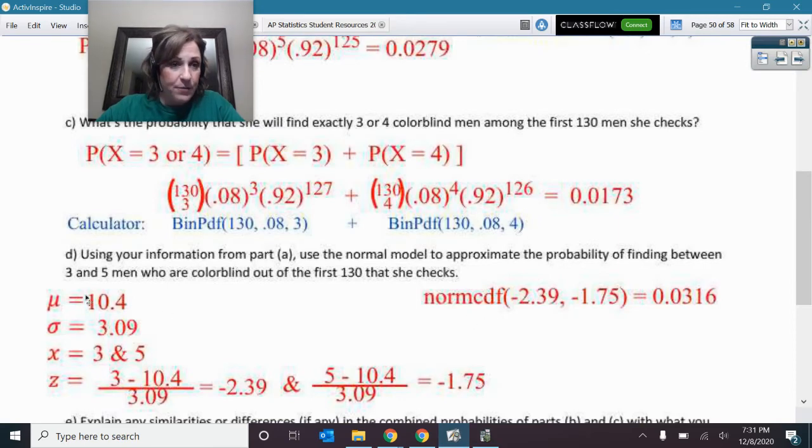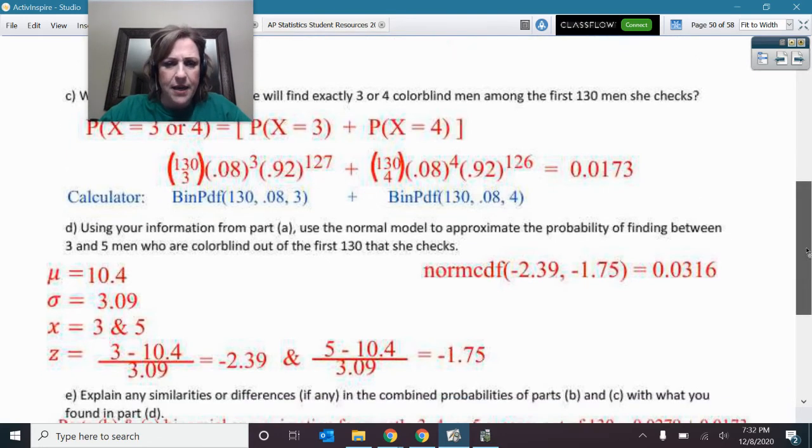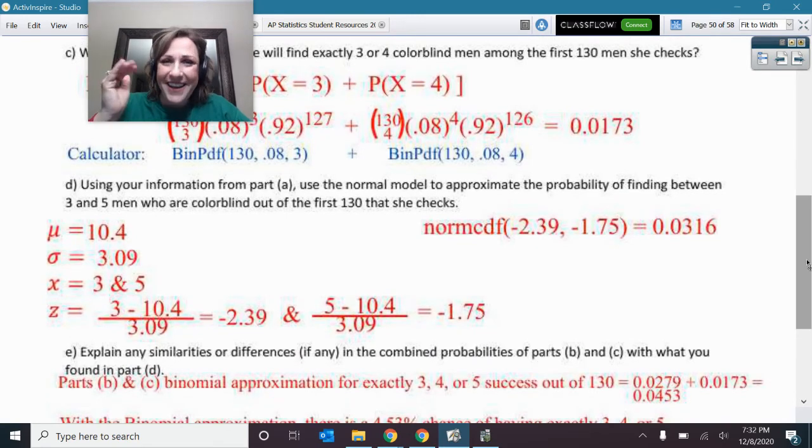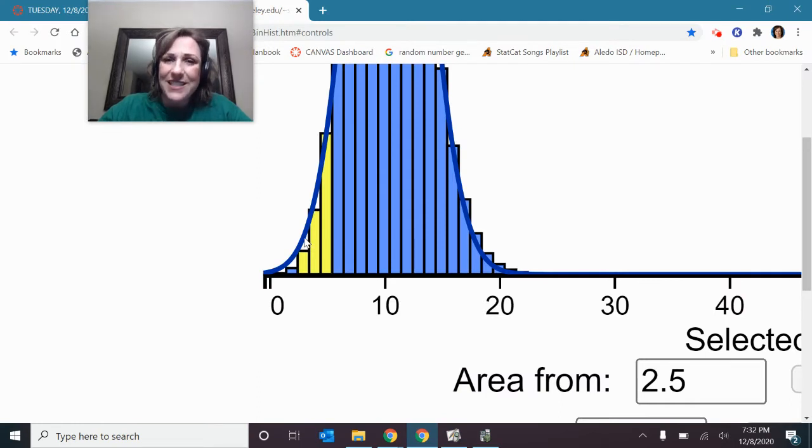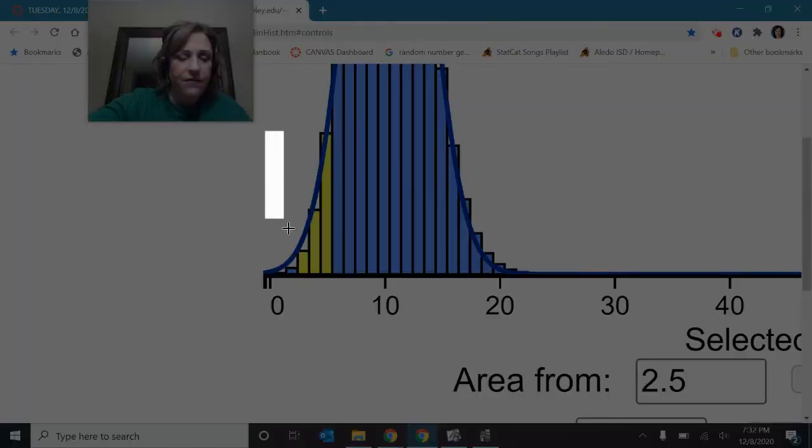In the next step, we approximated it with the normal model. This is interesting, and I've been looking at this this evening because I want to see what is happening to make this become close. So I said, okay, I'm going to let my x's be from 3 to 5. So I found a z-score at 3 and a z-score at 5. That's what's happening. But what's interesting is, 3 is technically right down the middle of this here. So in fact, I just thought, let me take a picture.